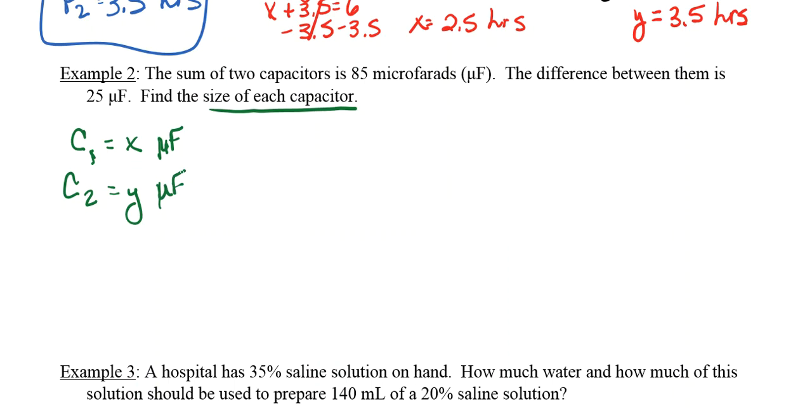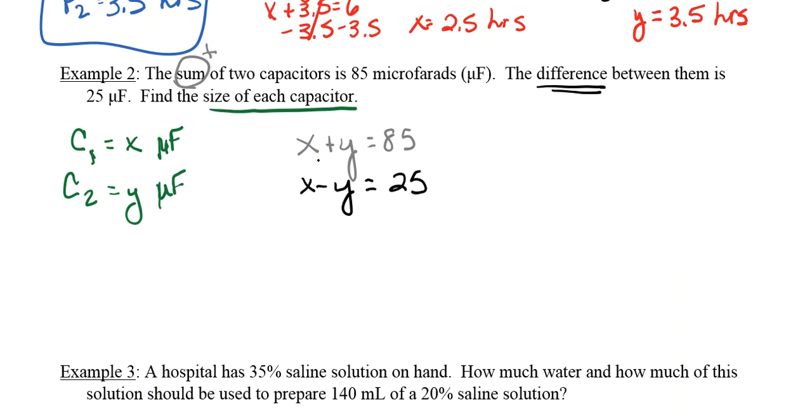Now, the problem says that there's a sum, so I have to think back. What do I know about the word sum? Sum we learned way back in one of the chapters is a plus. So we know that the X plus the Y is 85. Then we have the word difference. Difference we learned was subtraction. So the difference between them is 25.